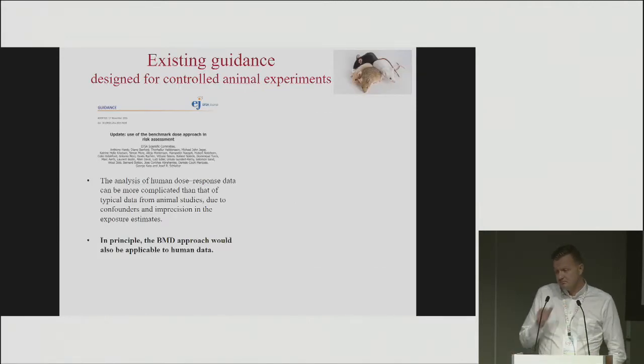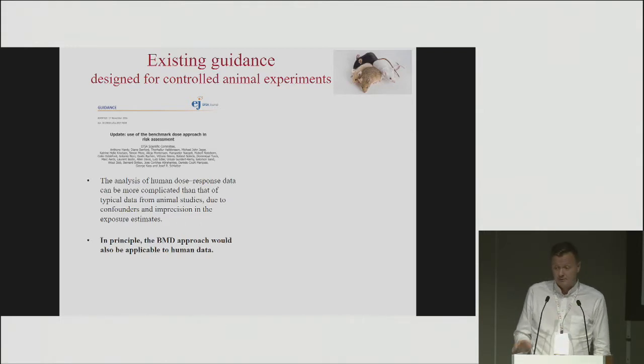Now, that is my perception, that the existing guidances, and we start with the EFSA guidance, are designed for controlled animal experiments. In a 40-page document, there is about half a page or one page on guidance and half a page with an example. And in this half a page, they say the analysis of human dose response data can be more complicated than that of typical data from animal studies, and the reason is confounders and imprecision in exposure estimates.